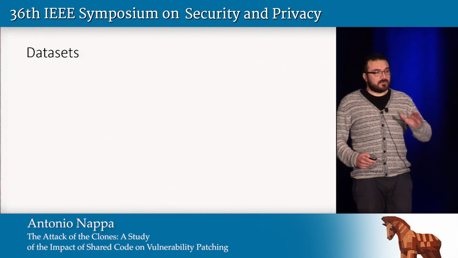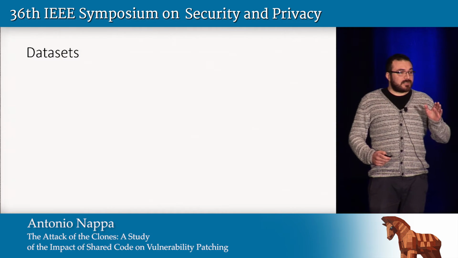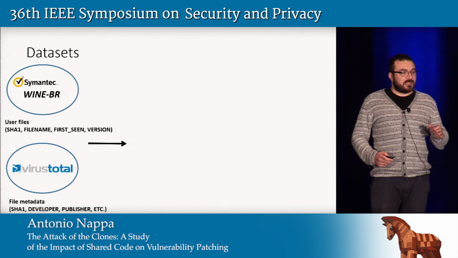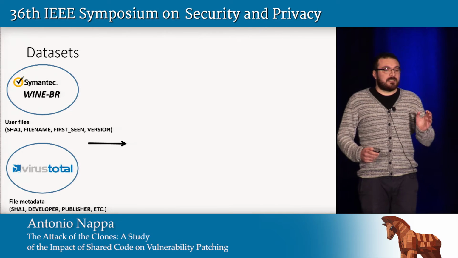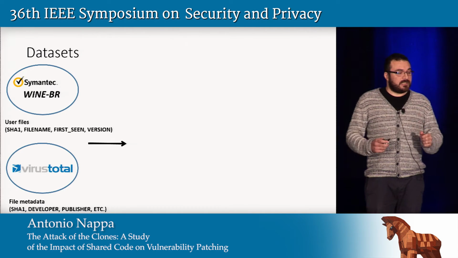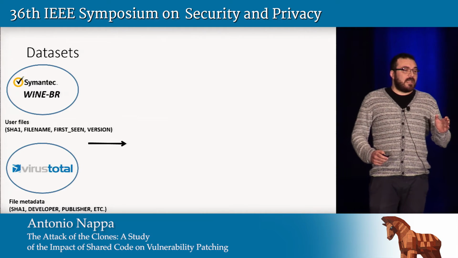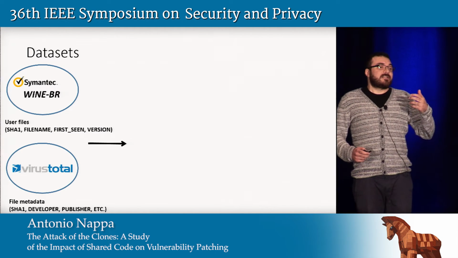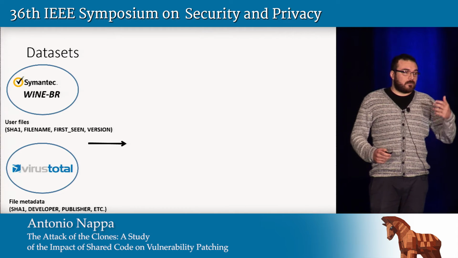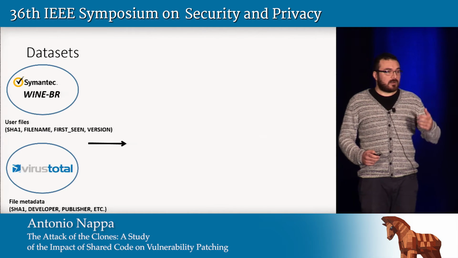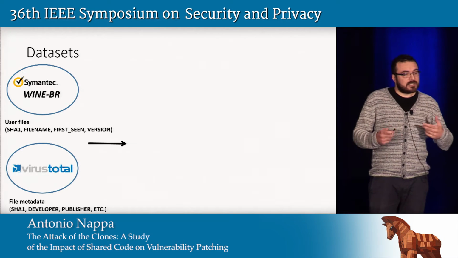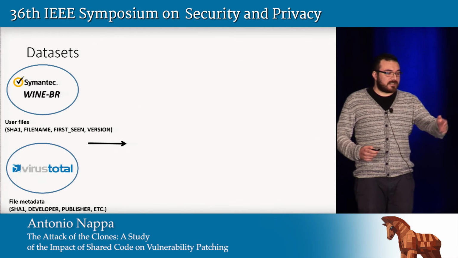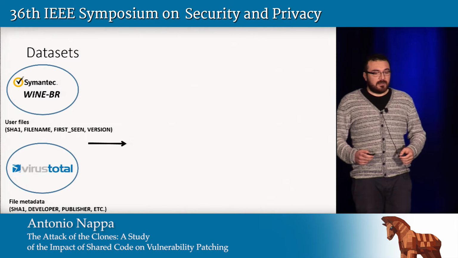We had access to different datasets. The most important one is the WINE binary reputation dataset, which gives us the files that are installed on the user machines. Then we enriched this dataset with metadata from VirusTotal. Basically, 70% of the files in the WINE binary reputation dataset are also in VirusTotal, so we could enrich this data with more information, for example, the developer, the publisher, and so on.